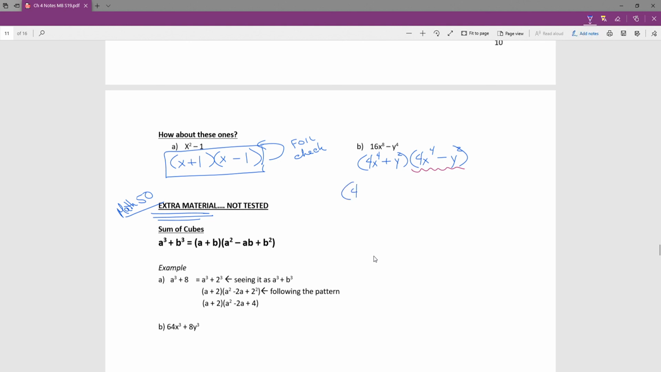I'd still have this 4x to the fourth plus y squared, but this one is going to break apart again into the difference of squares. So 2 more binomials. So the square root of the first term and square root of the second term. And you're not done until things are fully factored. A bit of a sneaky one there for sure.